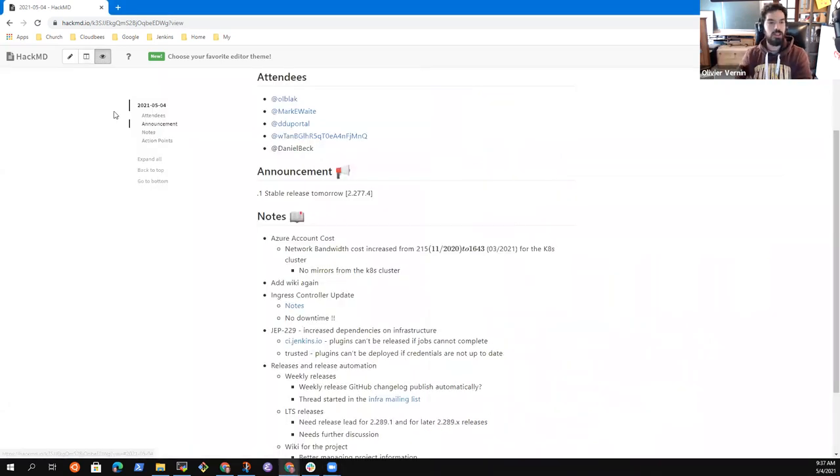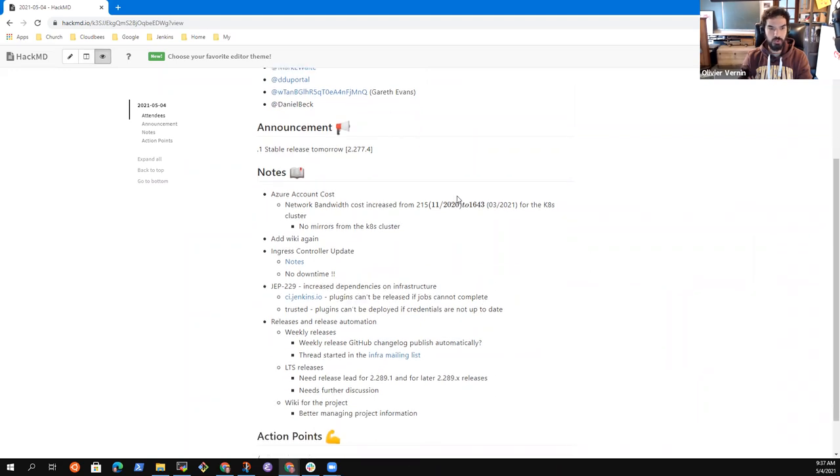Yeah, that's good. So welcome to this new Jenkins infrastructure meeting. The first thing to mention before we start: tomorrow we will have a stable release. So please do not modify the release.ci environments until the stable release is over. That's the first thing.